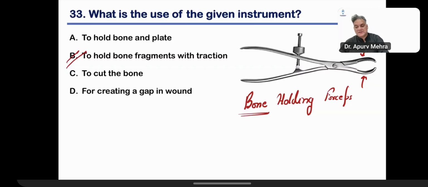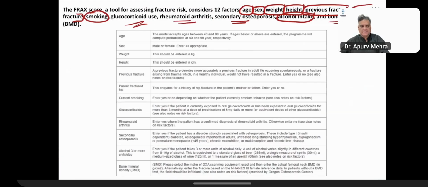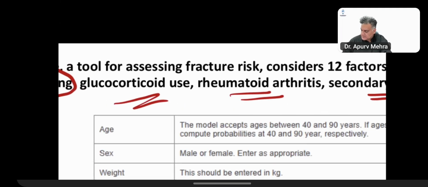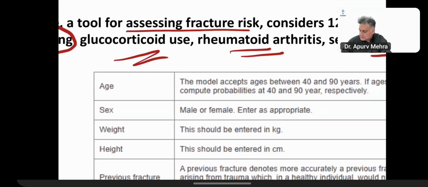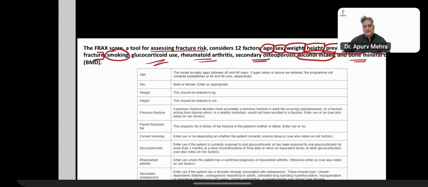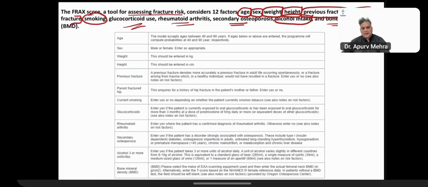Risk factors for fractures and osteoporosis. FRAX score, assessing the fracture risk. Please upload this whole PDF in the app. This will be uploaded, okay?